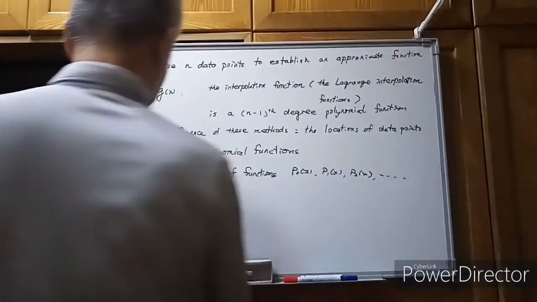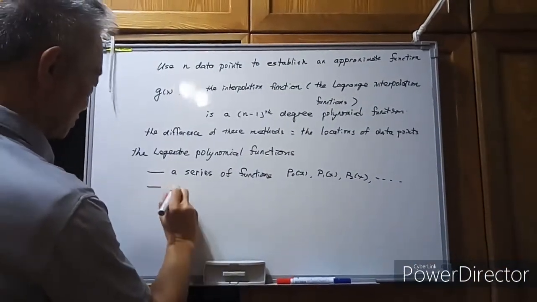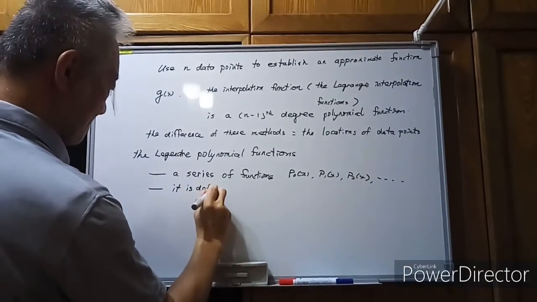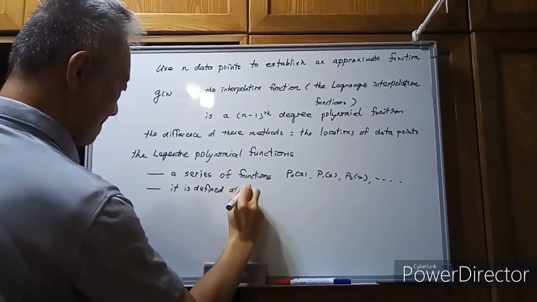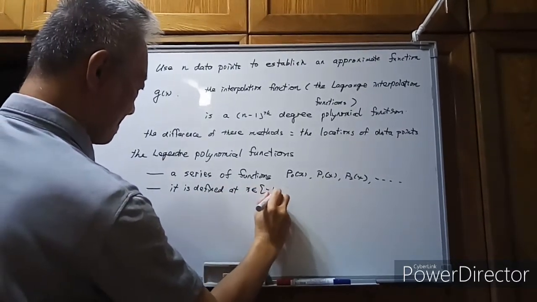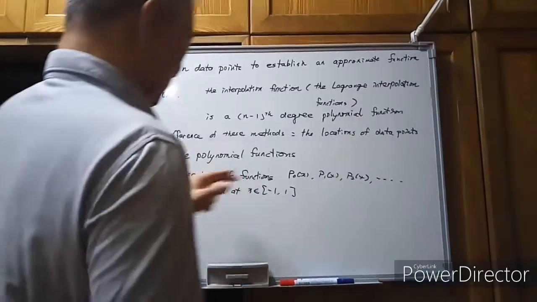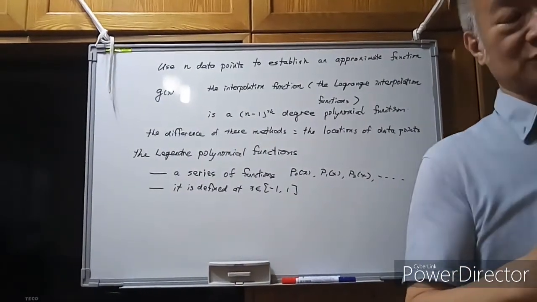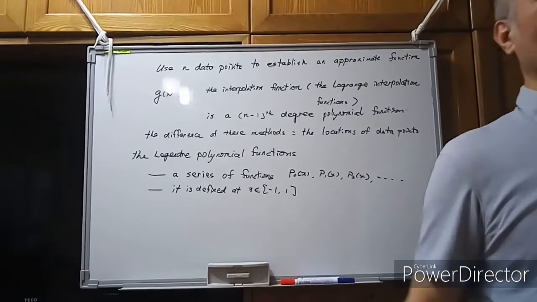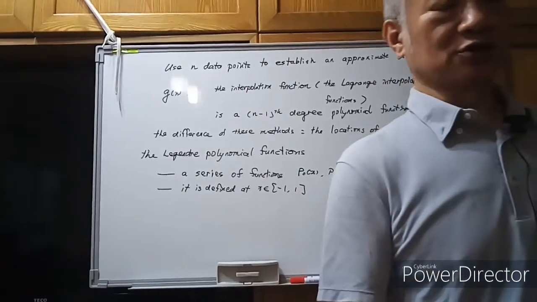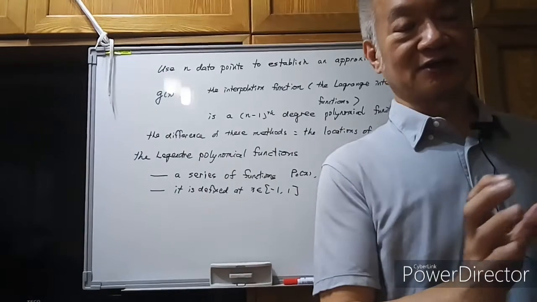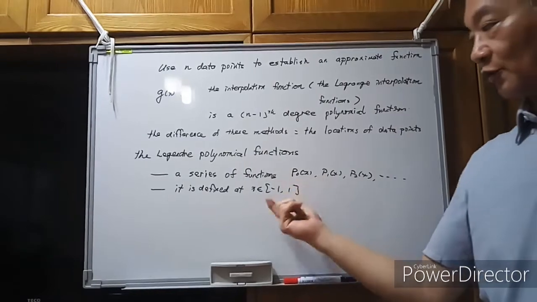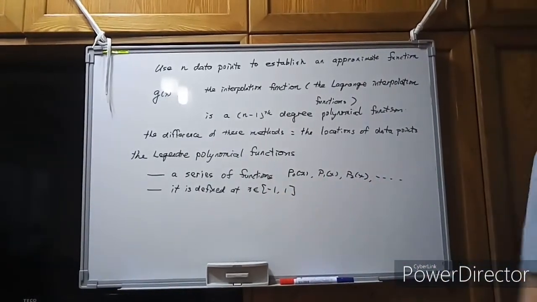And the second characteristic of the Legendre polynomial functions is their domain. The Legendre polynomial functions are always defined on the range from -1 to +1. You cannot use the Legendre polynomial functions outside this domain. For the Legendre polynomial functions, the domain will always be -1 to +1.